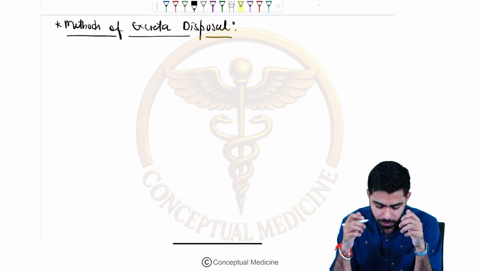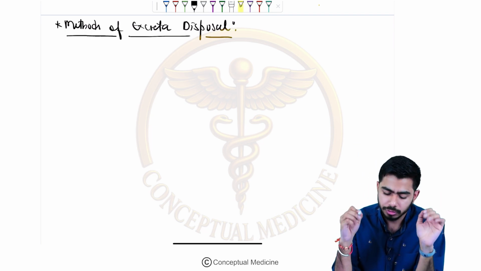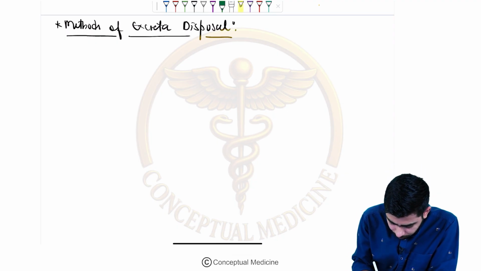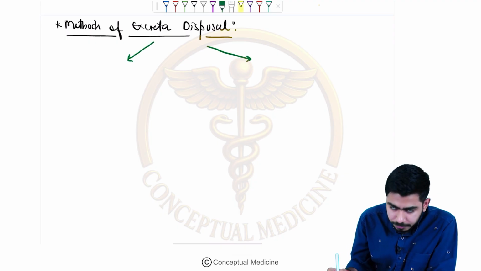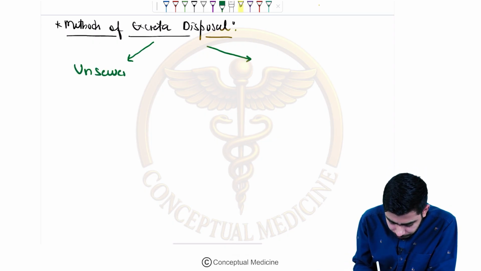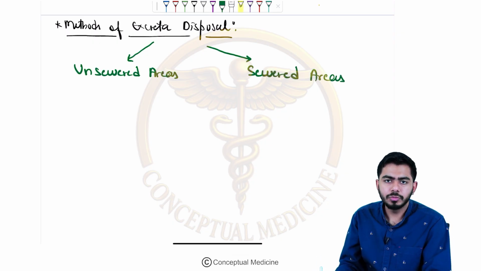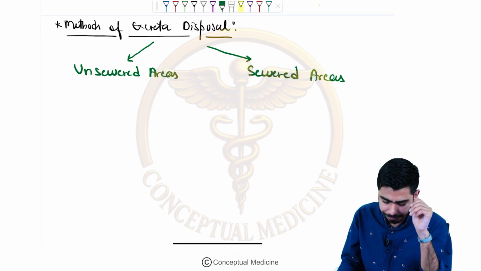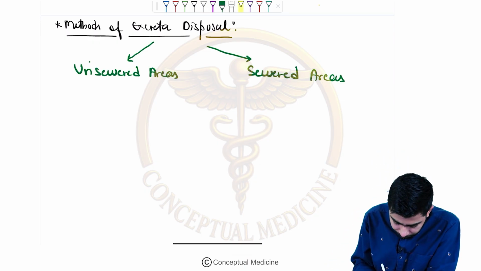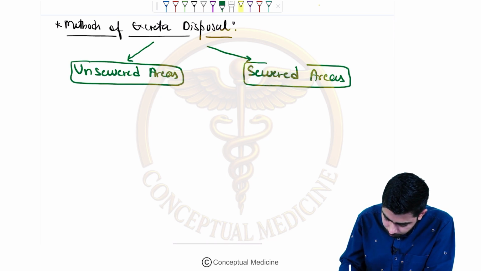Now let's talk about the methods of excreta disposal, guys. Here we have two particular methods. One is the unsewered areas, and on the other side, we shall talk about the sewered areas. About these two we'll be talking separately, but for now, let me take the unsewered areas method, and then we'll talk about the sewered areas as well.